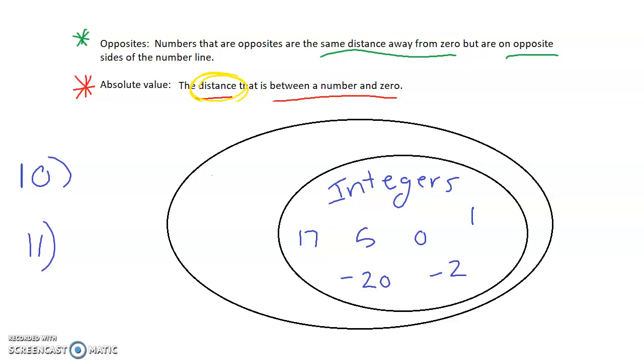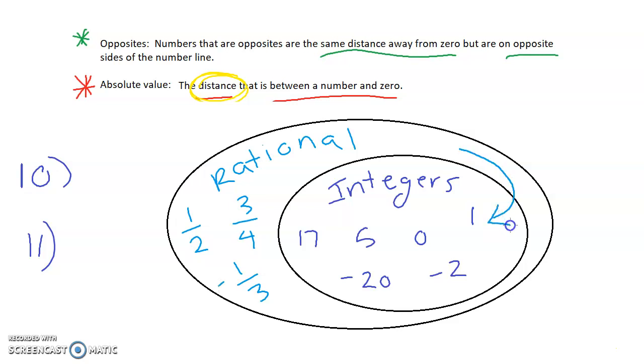The rational numbers are on the outside of that. They include all the numbers that can be written as a fraction. So you've got 1/2, 3/4, and -1/3. All of those numbers are rational. Also note, the way I drew this, it's a bullseye. So the rational numbers not only include those fractions, but also include everything on the inside as well. So all of the integers are also rational numbers.